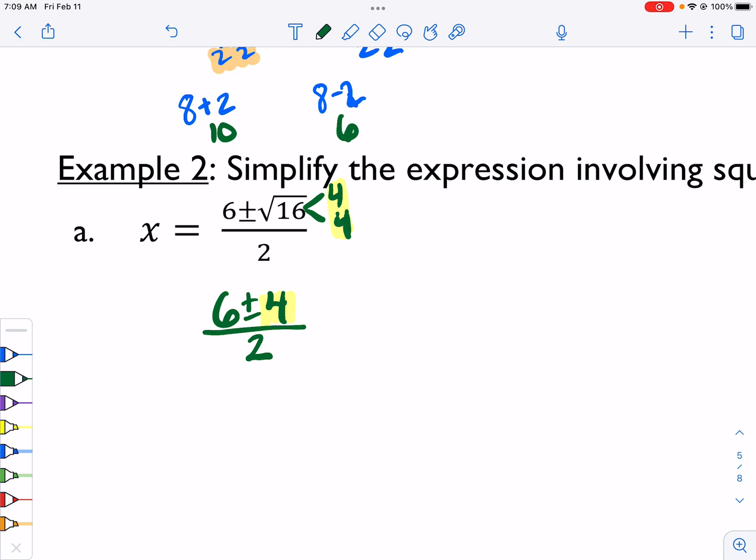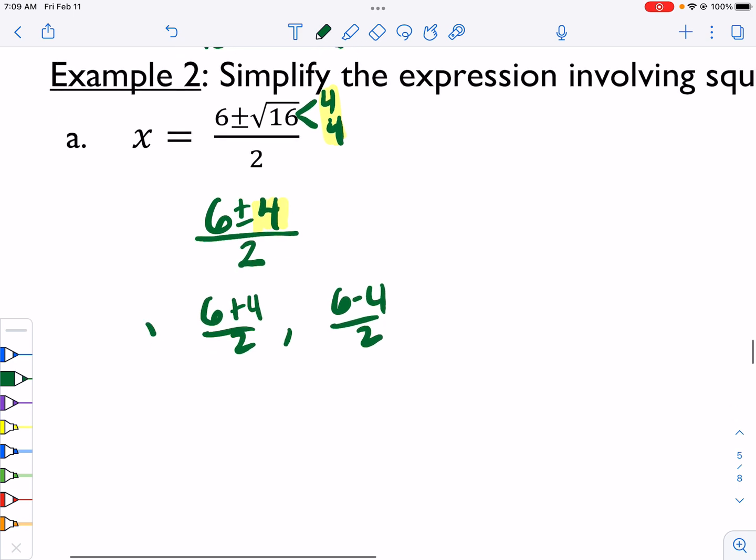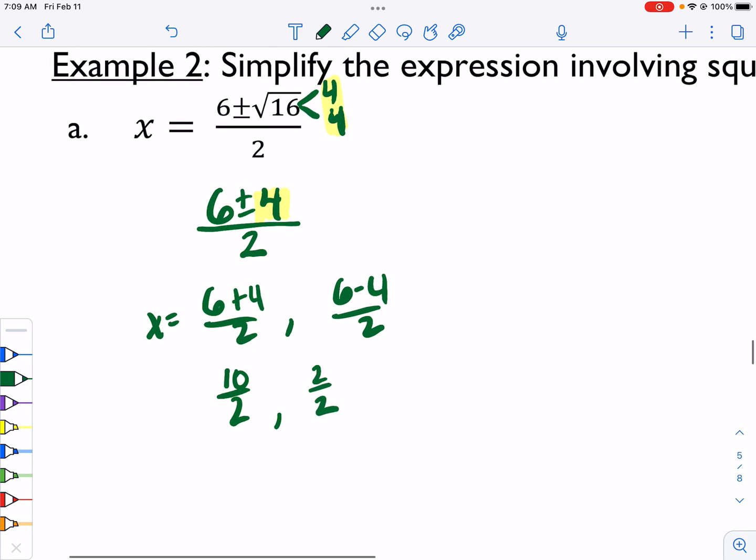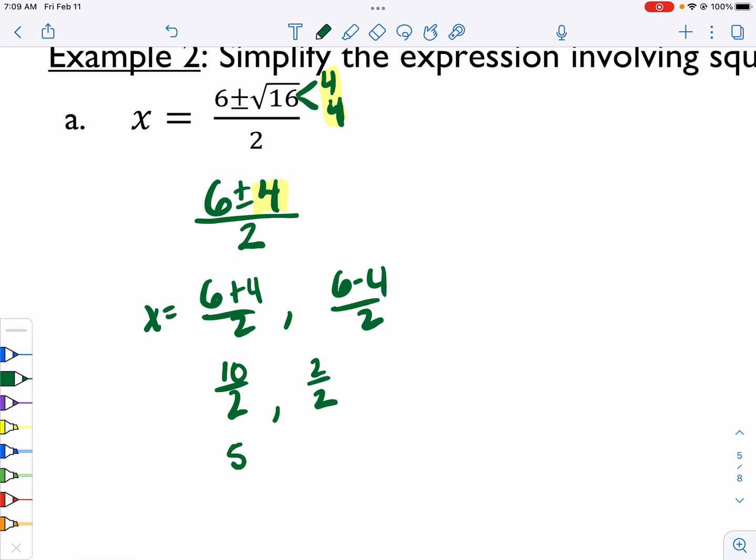Again, this represents two problems, 6 plus 4 divided by 2 and 6 minus 4 divided by 2. Okay? So if I simplify each of these individually, we get 6 plus 4 is 10, and then that's 10 over 2, and 6 minus 4 is 2. So now 10 over 2 simplifies to 5, and 2 over 2 simplifies to 1. So we end up with those two answers simplifying that expression.